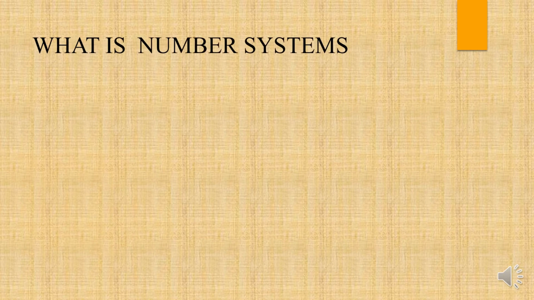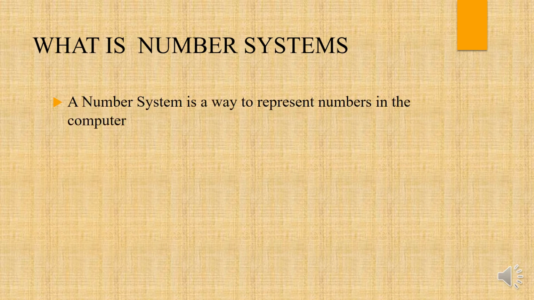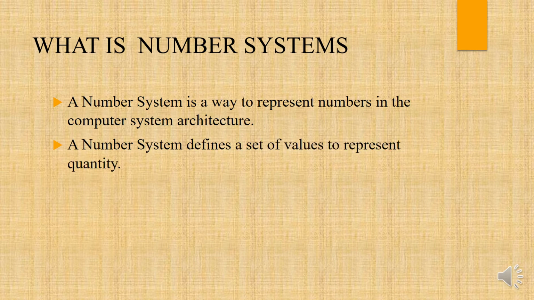What is a number system? A number system is a way to represent numbers in the computer system architecture. Okay, meaning in a computer system, how we represent numbers, basically that is a way of representing the numbers, which is called the number system. A number system defines a set of values to represent the quantity. Basically every number system has its own defined set of values with the help of which we can represent a particular quantity.